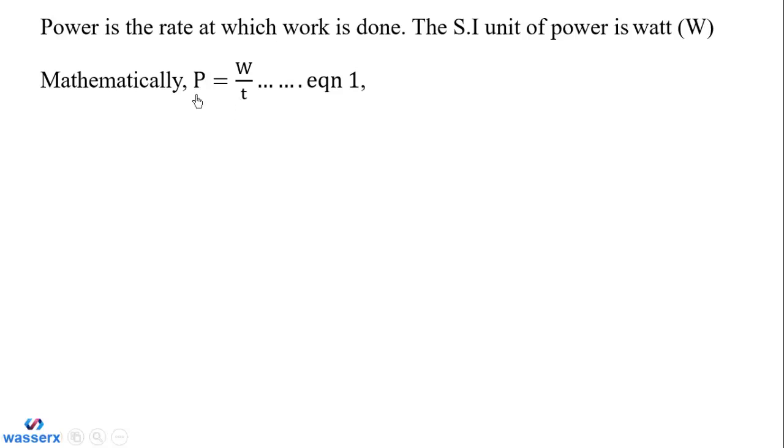We can derive other equations from equation 1. We know W is equal to F times S. Work done is the product of force times displacement. So let's put this into equation 1 to obtain P is equal to F times S over T.